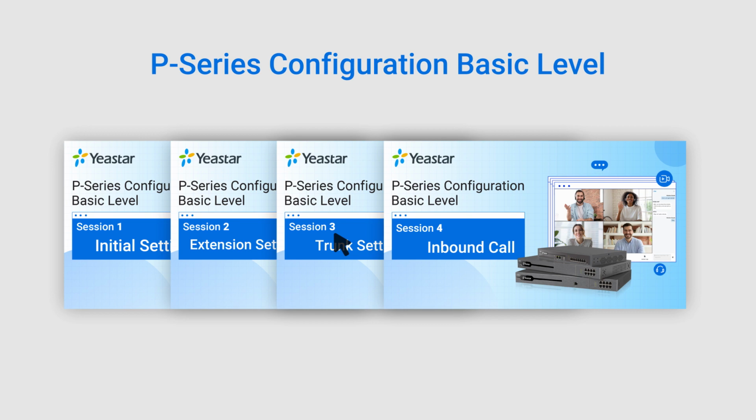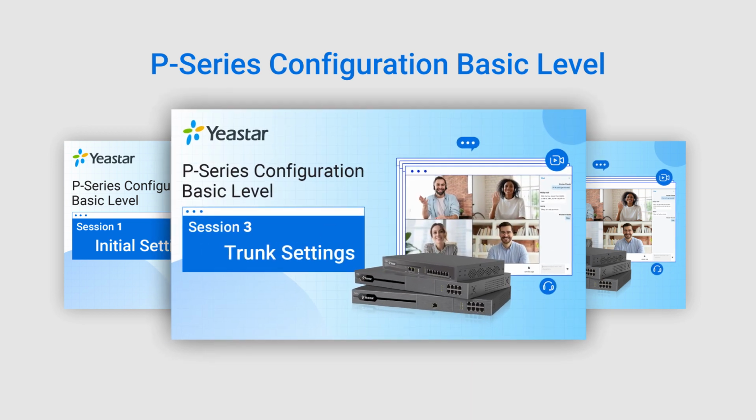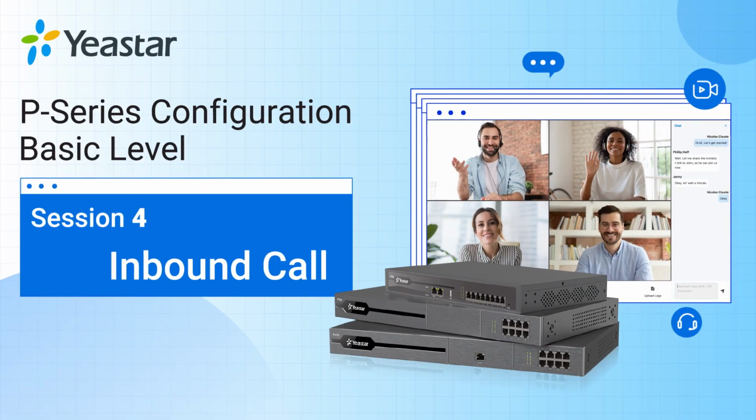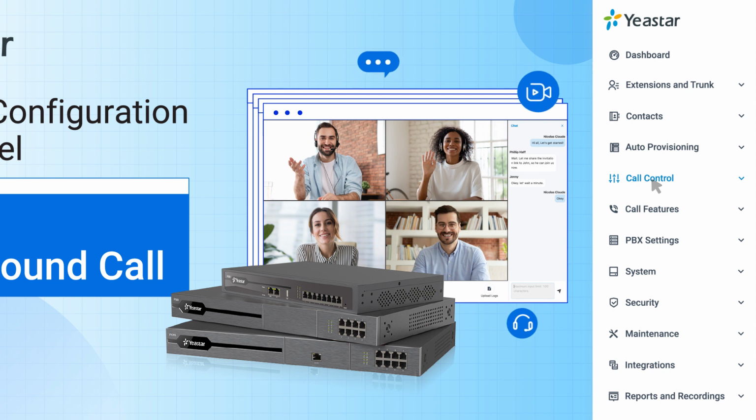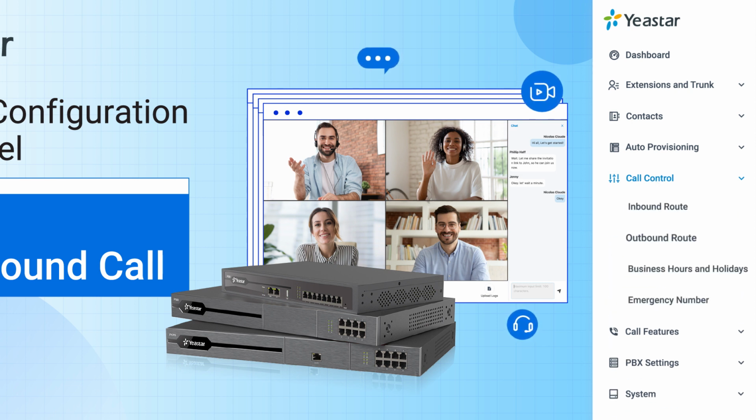In our previous video, we finished the trunk connections. Now it's time to use those trunks to make and receive external phone calls. We're going to realize it by configuring call control on our P-Series PBX, including the inbound and outbound routes. Today, we'll be focusing on the inbound route to set the rules about every incoming phone call's destination.